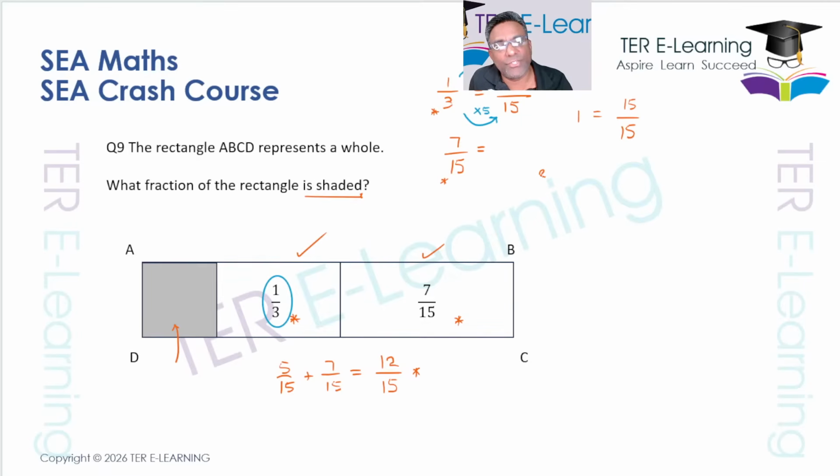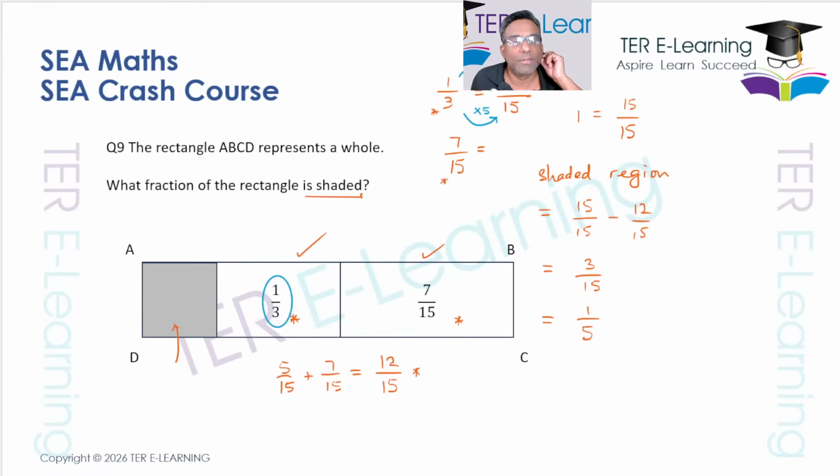So the area of the shaded region is simply going to be 15 over 15 minus 12 over 15. When I work this out, 15 minus 12 will give us 3. So that's 3 over 15. Now this could be reduced, and this could be reduced to give us 1/5. So the answer is going to be 1/5. Make sense? Right, so that's question 9.